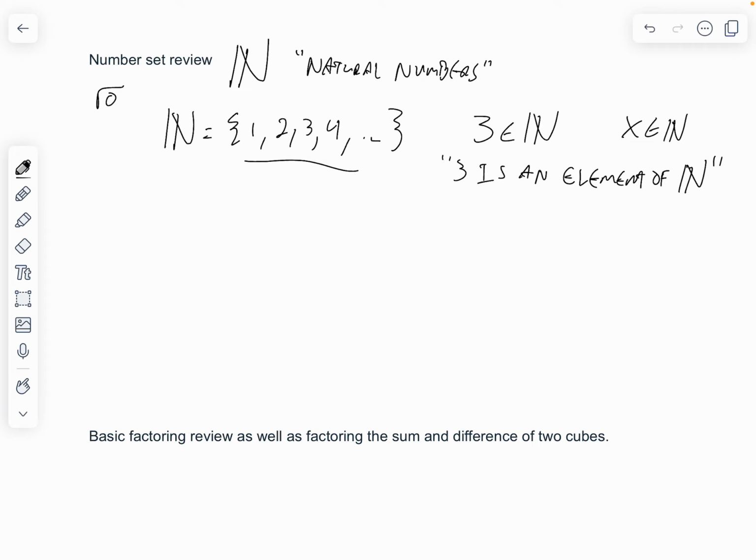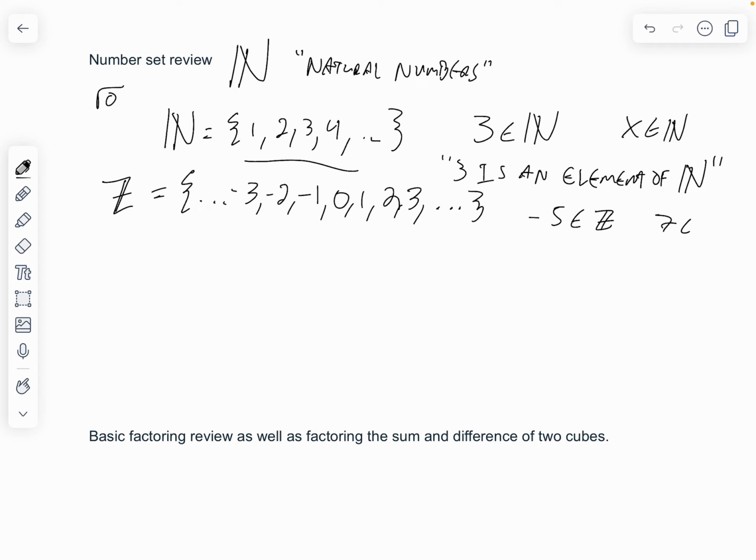Next set that's really important to know is the integers, bold Z. The integers has all the positives and negatives, but still no decimals, no fractions, right? So you have everything from negative infinity, -3, -2, -1, 0, 1, 2, 3, all the way off to infinity again. So -5 is an integer. 7 is an integer. Sometimes you also see things like pi is not an element of the integers, right? Because pi is somewhere between 3 and 4.